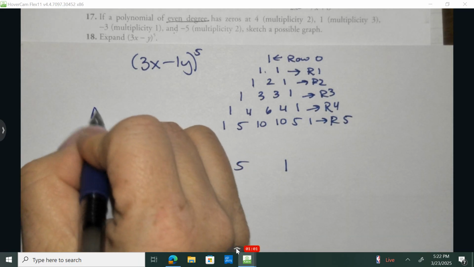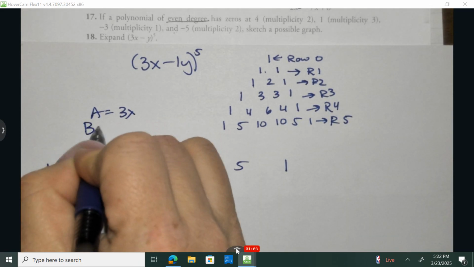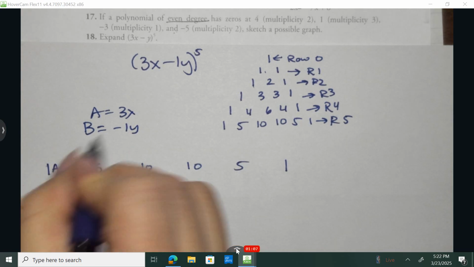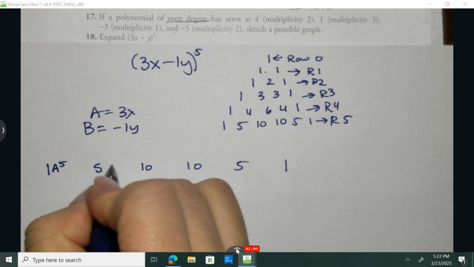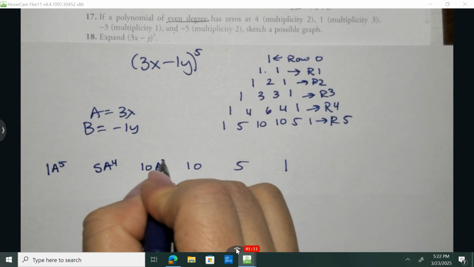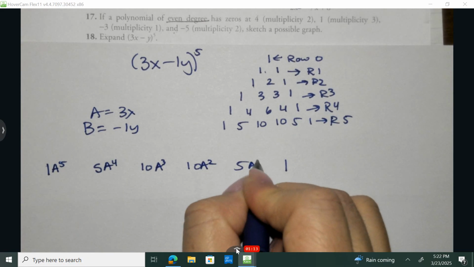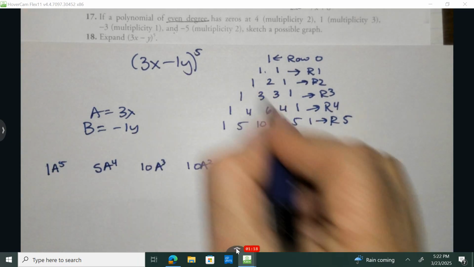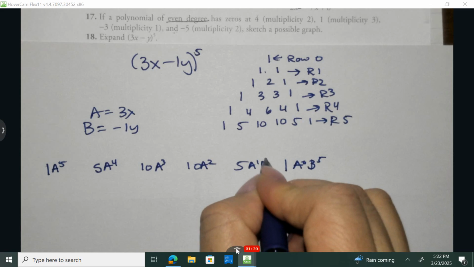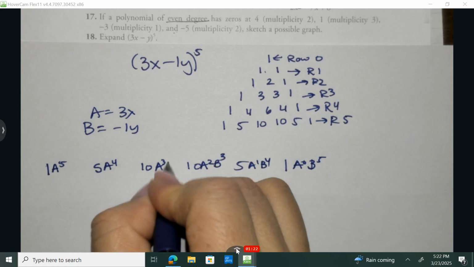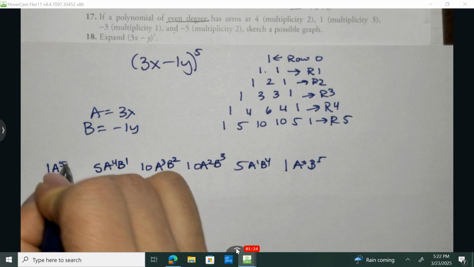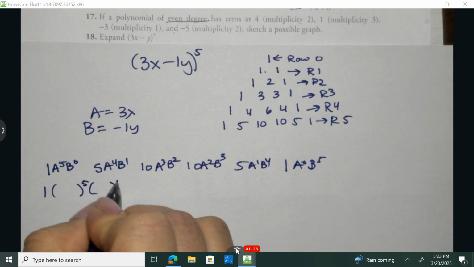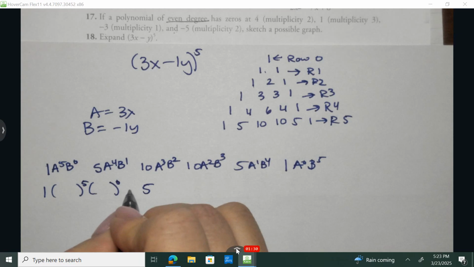In this situation, we have A is 3x and B is negative 1y. And so this is going to be A to the 5, A to the 4, A to the 3, 2, 1, and down to 0. And then I'm going to go backwards. And this is going to be B to the 5th, B to the 4th, B to the 3rd, 2nd, 1st, and 0. Now I'm going to replace each one with the given information.